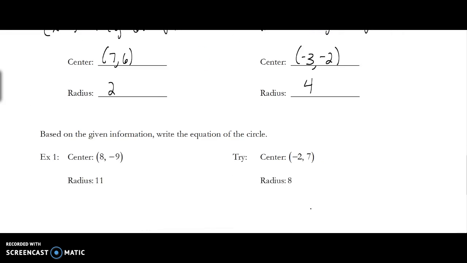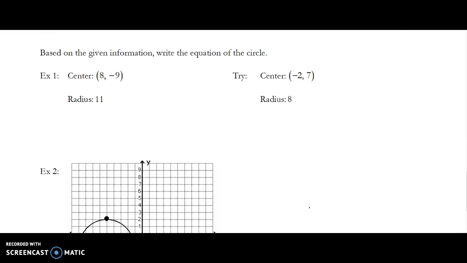There's one more thing that we're going to do, and that's write the equation of the circle. So if you remember, the equation of the circle is x minus h squared plus y minus k squared equals your radius squared. So the things that we need to find are our h value, k, and our radius. Everything else is going to stay the same.